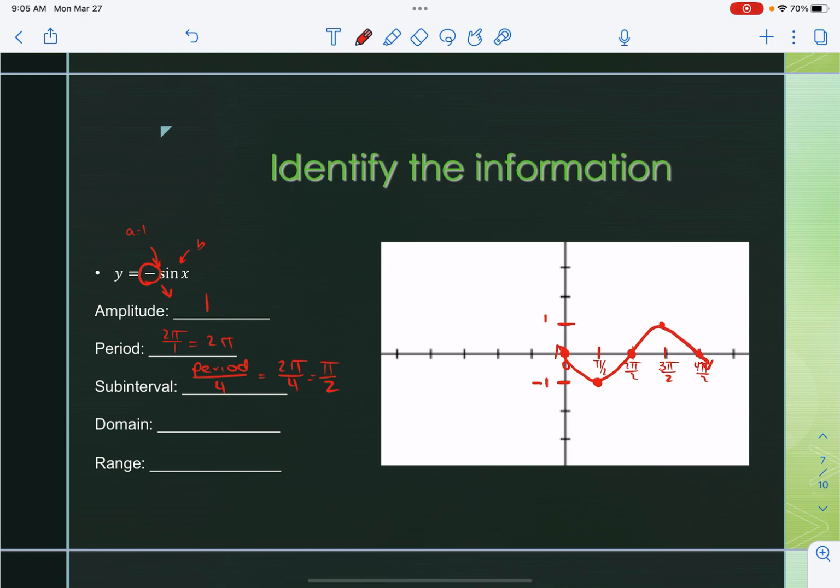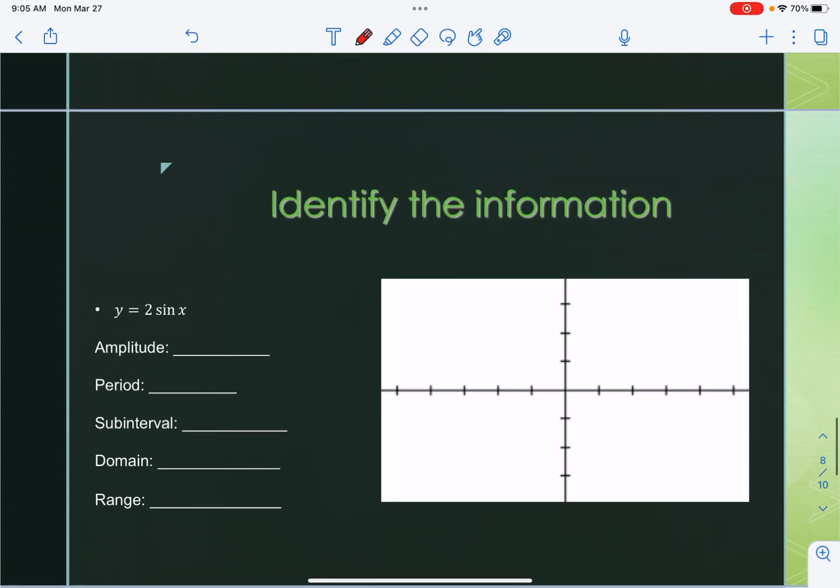And remember that it is going to continue. So the domain is negative infinity to infinity. The range is from negative 1 to 1. Good job. Okay, let's try the next one.